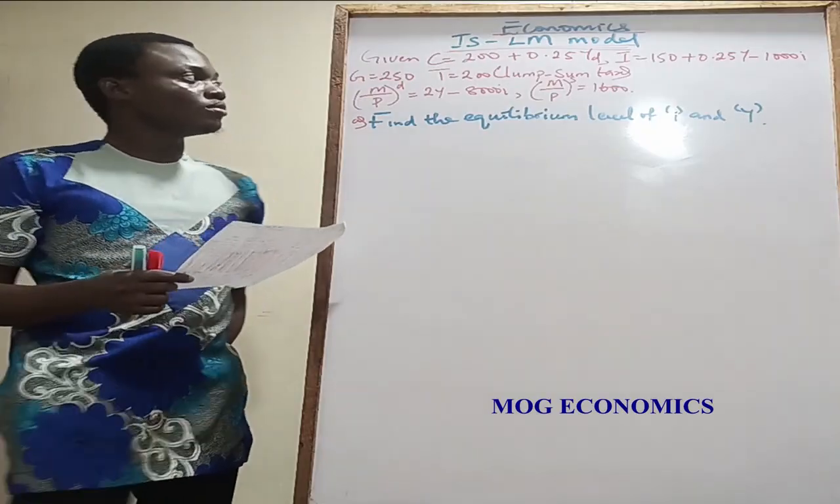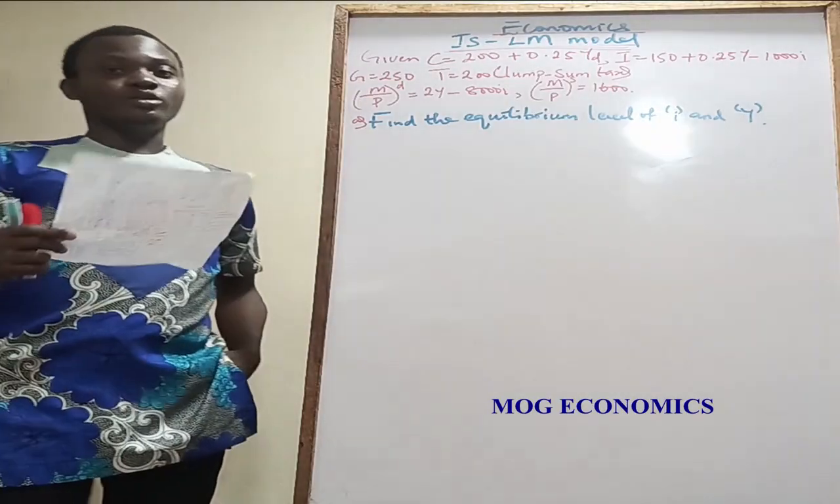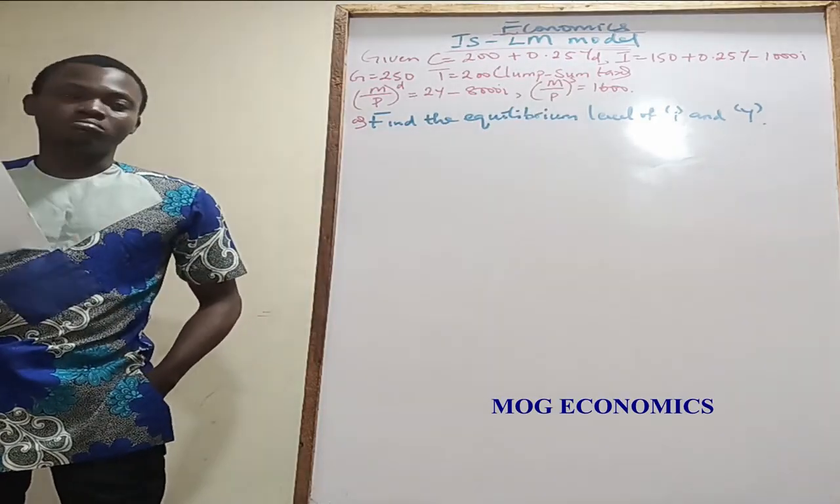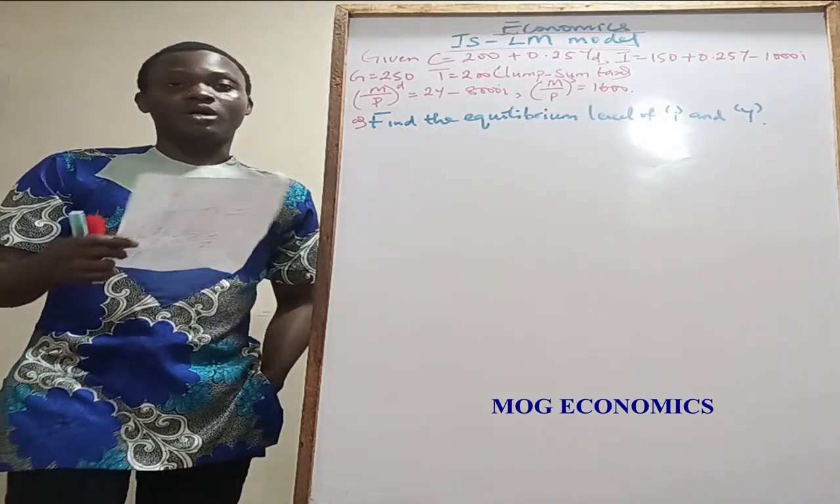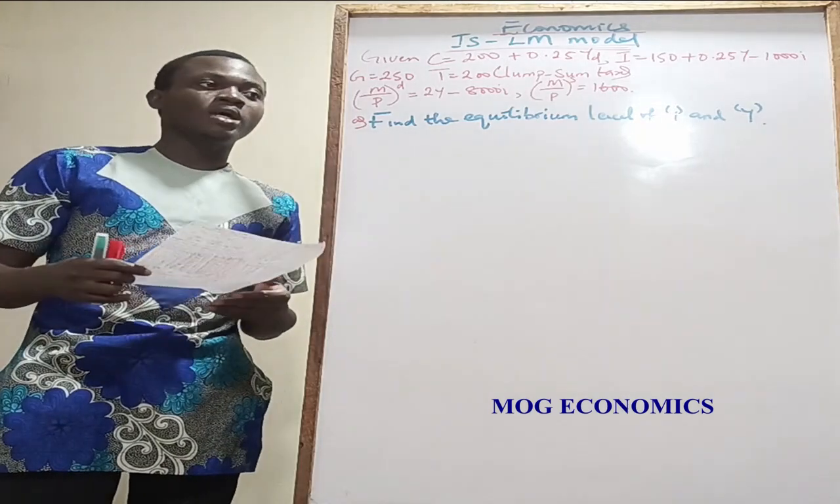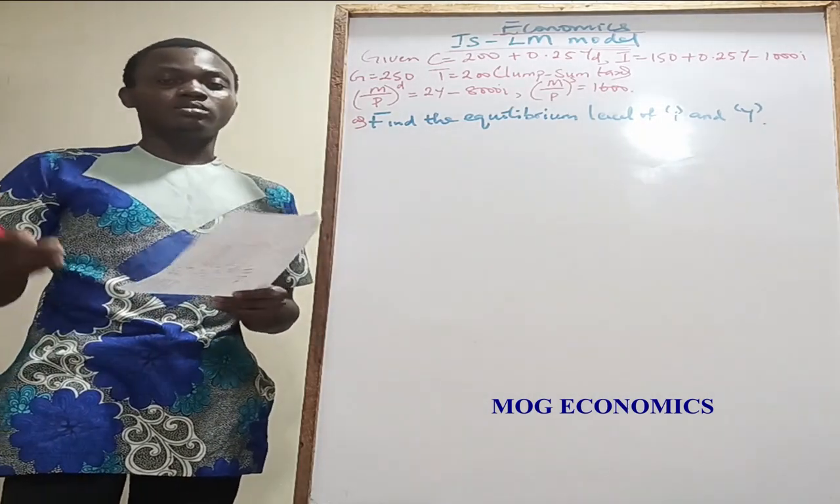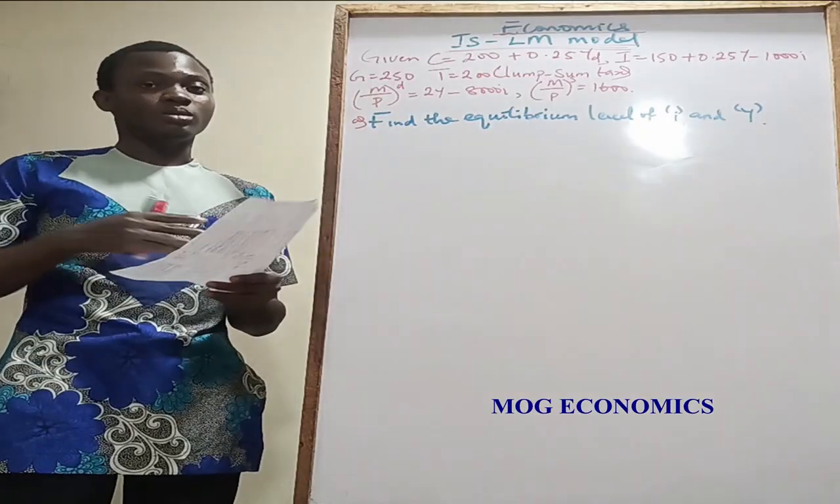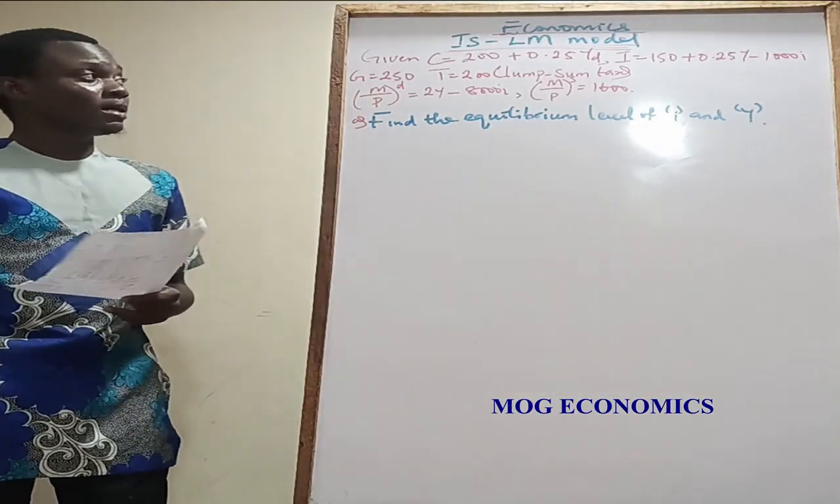The IS-LM model is used to explain a lot of things that are happening in the macroeconomy, before a balance is restored after there's been a shock from maybe the fiscal policy side or the monetary policy side. Okay, now let's look at this.